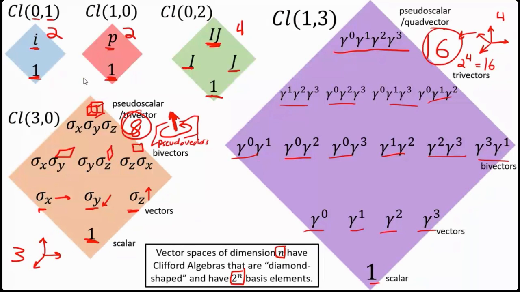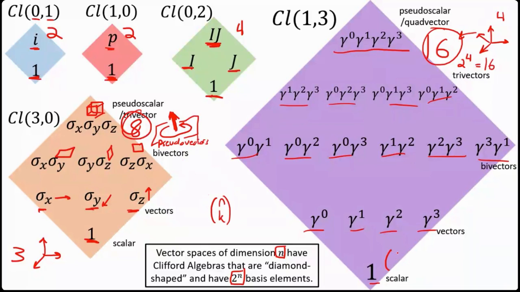I just wanted to say that those diamond-like shapes are connected with the combinatorial nature of those things. We're basically taking the combinations, and it's the same as Newton's binomial theorem.